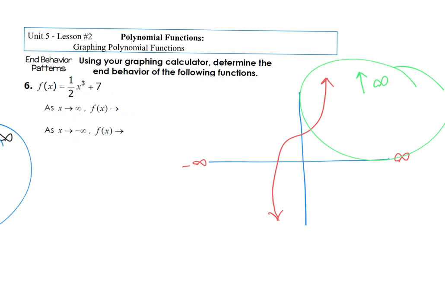As x approaches negative infinity, as we move to the left forever, this will keep moving more and more down, which is negative infinity for y. Again, ending in opposite directions, so our answers are opposite for the infinities.